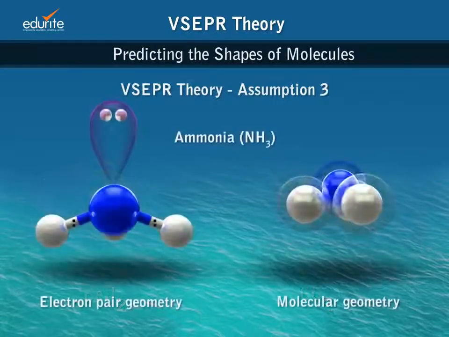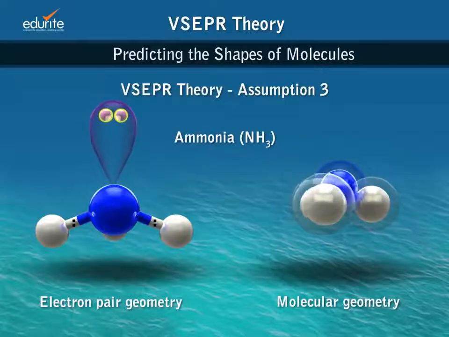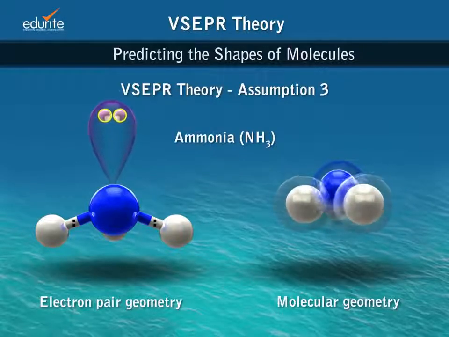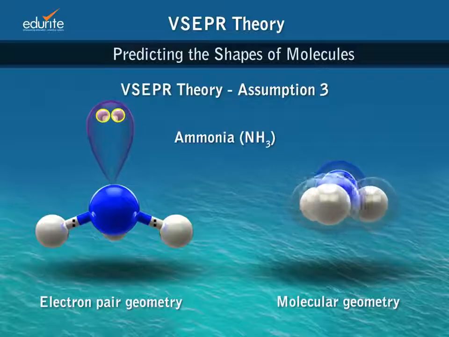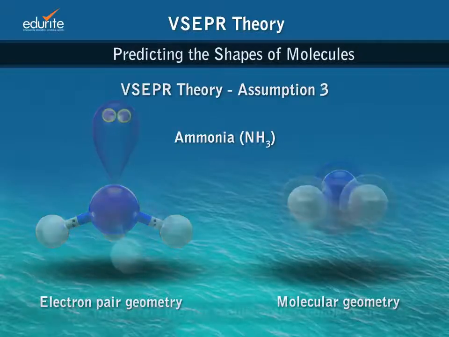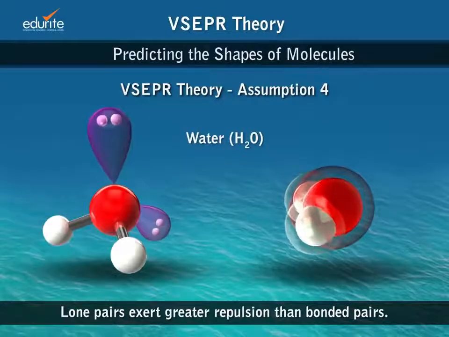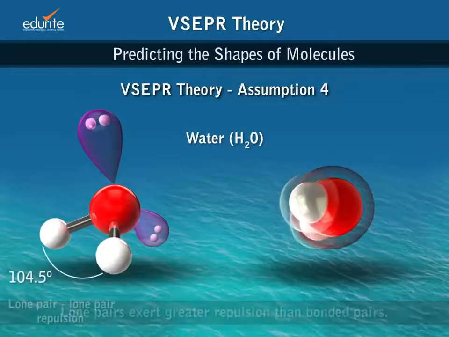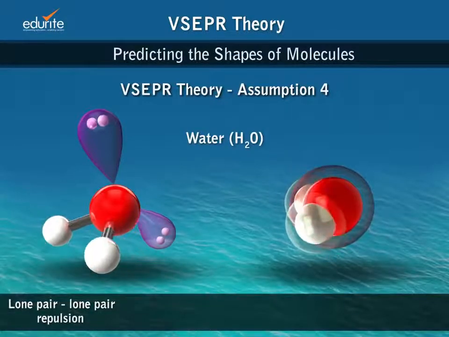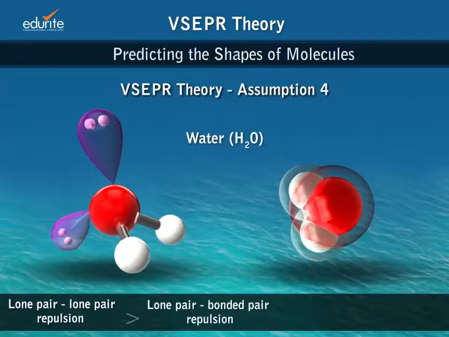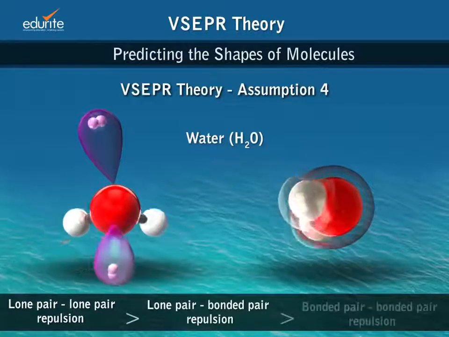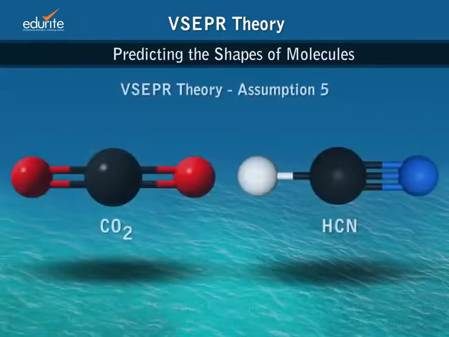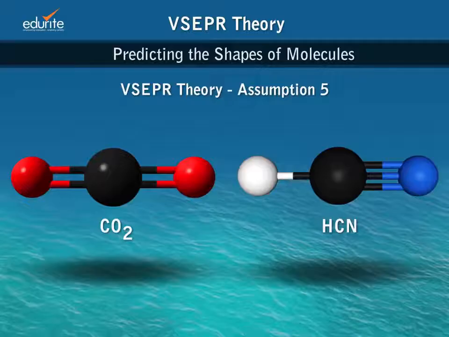3. It is this definite arrangement of electron pairs that gives the molecule its distinct shape and geometry. In other words, molecular geometry depends on the electron pair geometry. 4. A non-bonding electron pair or lone pair exerts greater repulsion than a bonded pair. So, lone pair-lone pair repulsion is greater than lone pair-bonded pair repulsion, which is greater than bonded pair-bonded pair repulsion. 5. For the purpose of determining electron geometry, the two pairs of electrons of a double bond and the three pairs of a triple bond are treated as one pair.